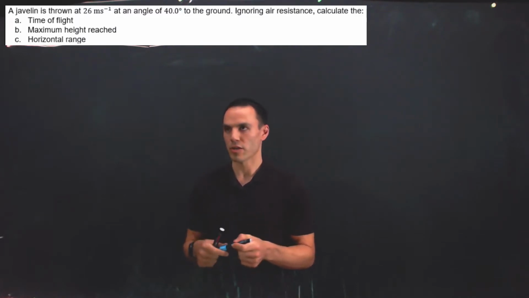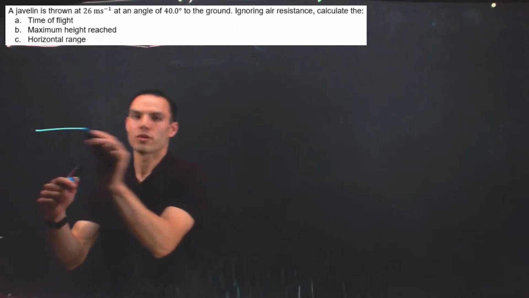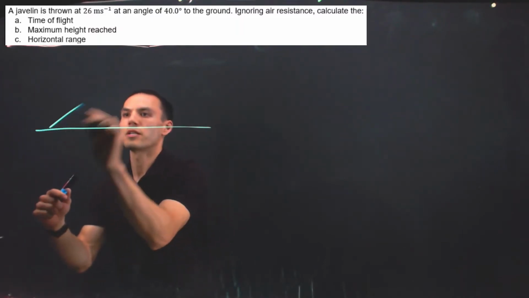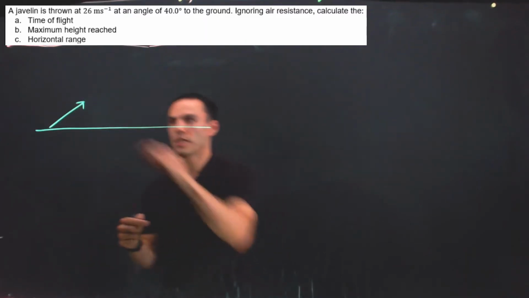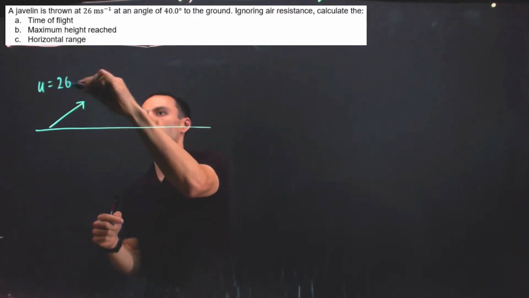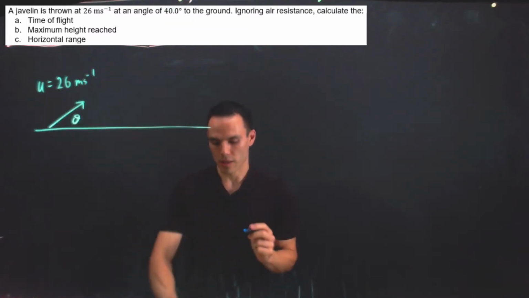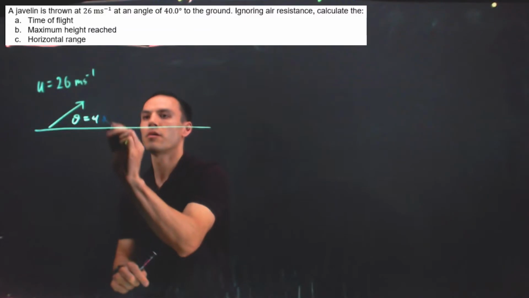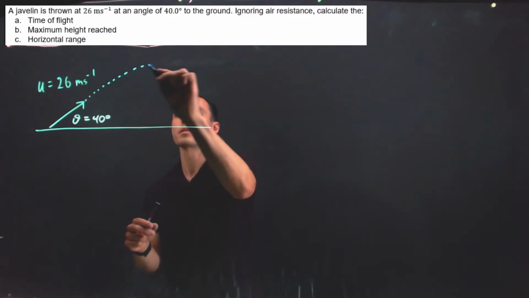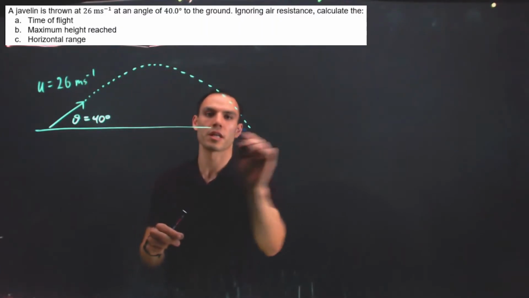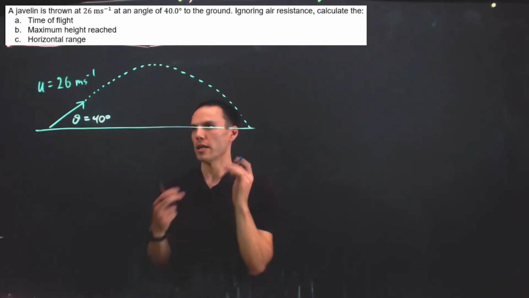So I'm going to start this question by just drawing a diagram. Sometimes these are already drawn for you, but it's always a good way to visualize your problem. We've got the initial velocity at 26 meters per second, and our angle here, 40 degrees to the ground. I'm just going to draw a couple of dots to represent the path of the projectile. I'm going to annotate as we go.